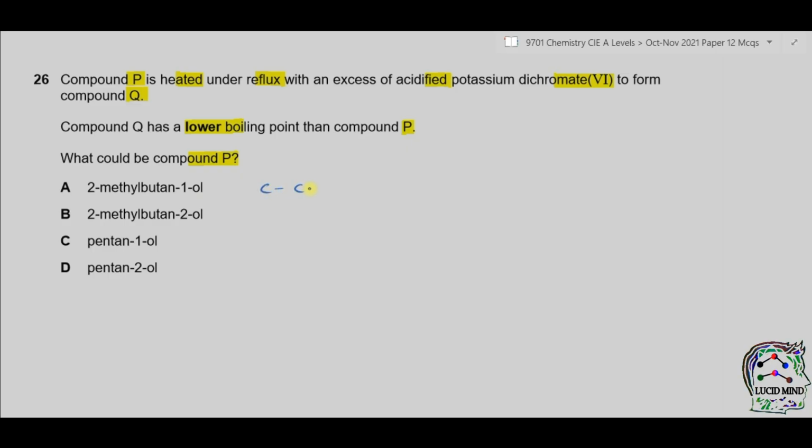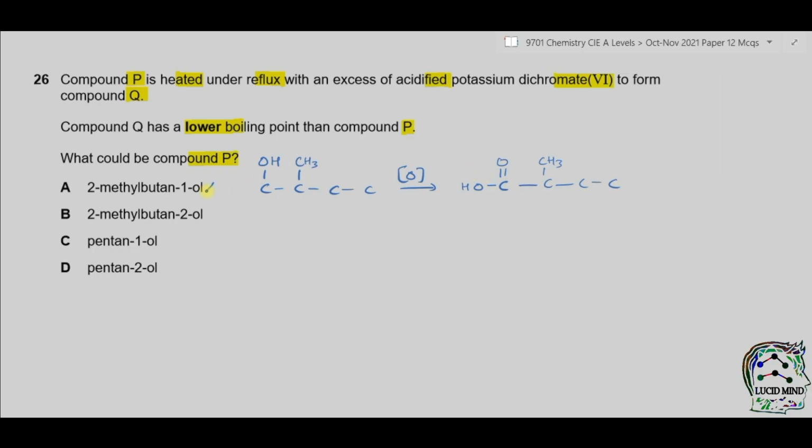There are 4 carbon atoms in the long chain. On the first carbon we have an alcohol group, so it is a primary alcohol. On the second carbon atom we have a methyl group. So we know that a primary alcohol upon oxidation forms a carboxylic acid. Now the boiling point of a carboxylic acid is always higher than the boiling point of an alcohol. This is because of the presence of hydrogen bonding, and we have 2 electronegative oxygen atoms present.